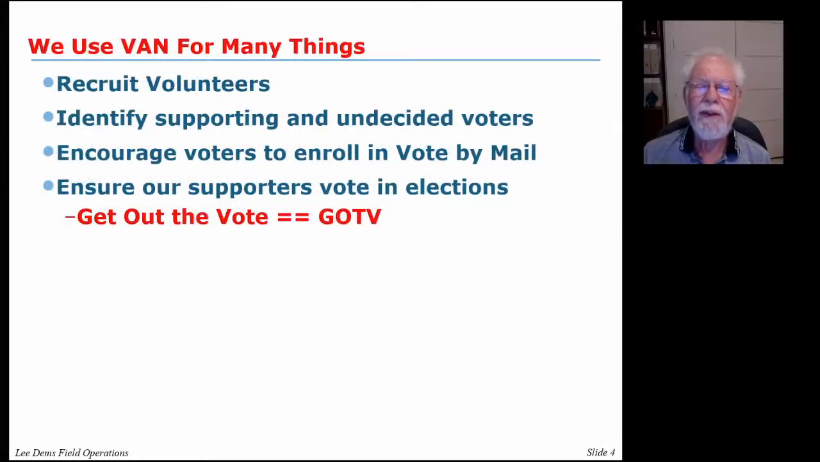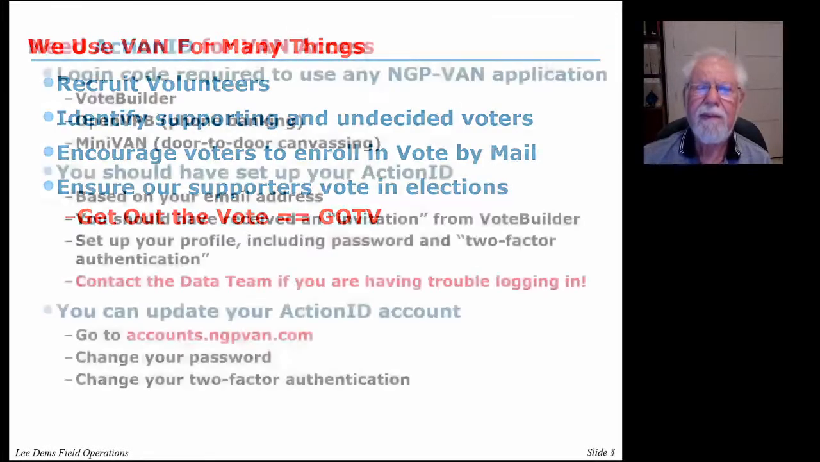First of all, we use it to recruit volunteers, and we will focus on that in these lessons. We're going to use it to identify supporting voters and voters who are undecided that we will try to get to support Democrats. We use it to encourage the voters we know will support us to enroll and vote by mail. And then we'll use it to ensure that our supporters vote in elections, especially the ones enrolled in vote by mail, but ones who are not. And that's called the Get Out the Vote effort, which will precede each election.